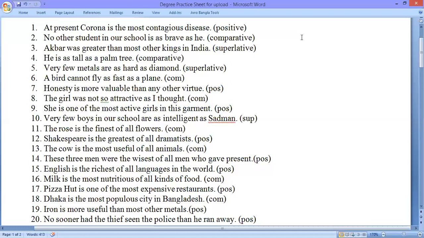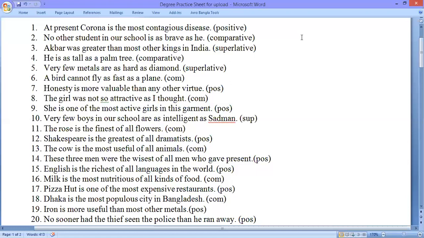Okay, this is question number 12. So we can see that Shakespeare is the greatest of all dramatists. We shall have to make this positive. So we can see that it has come from the first rule. So we shall have to start with no other. So the solution will be, no other dramatist is so great as Shakespeare. I'm repeating, no other dramatist is so great as Shakespeare.